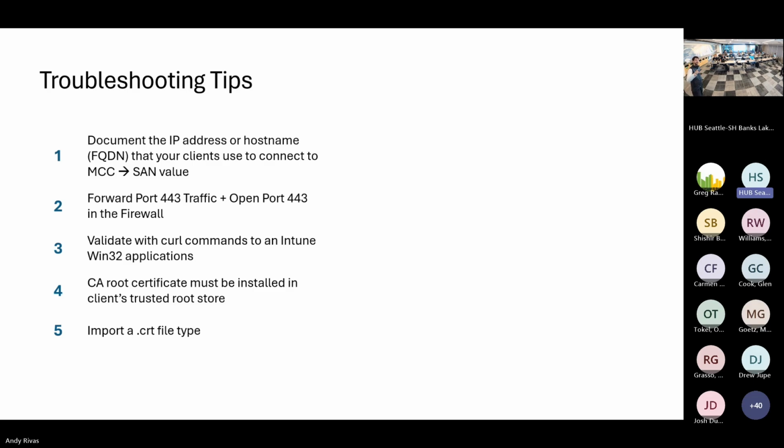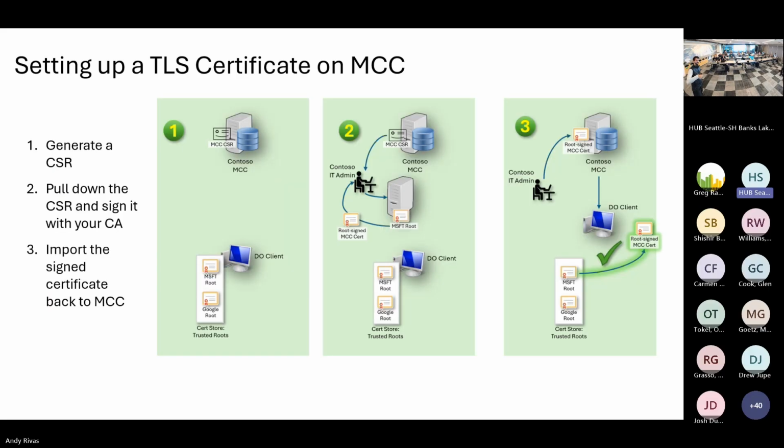The first one is with the generate CSR process. You flip back. This process requires you to run a script with a set of parameters that we have documented. It's essentially what goes into a certificate: your subject common name, your SAN, and a lot of other small details about your region. And that will allow the MCC to set up that TLS certificate once you import it.